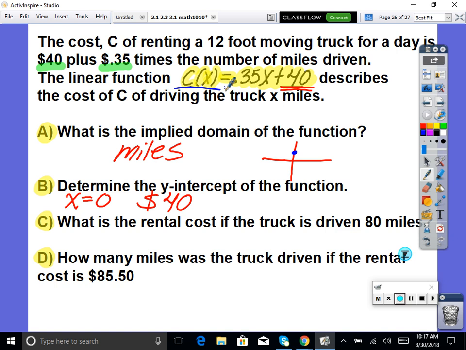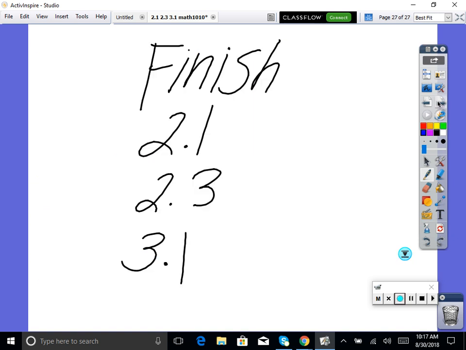Okay, anybody confused? Okay, finish 3.1 as well. So these are the 3 lessons today. You have about 20 minutes.